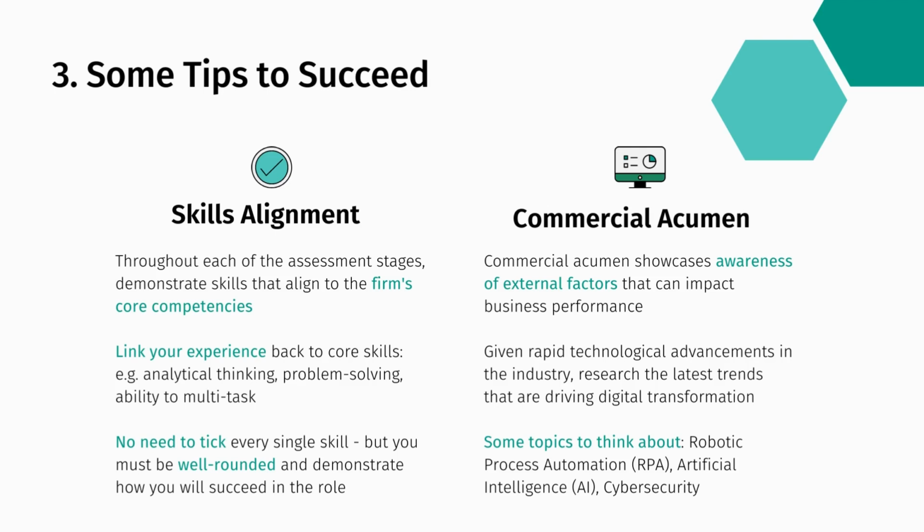Moving on to commercial awareness, this is where you can showcase that you are familiar with external factors that can impact the business's performance. So read up on the firm's core competencies. For example, is the firm more sophisticated in leveraging artificial intelligence to solve business problems compared to its competitors? If this is the case, clearly indicate how the firm is using AI and research the latest AI trends to demonstrate your knowledge and interest in the industry.